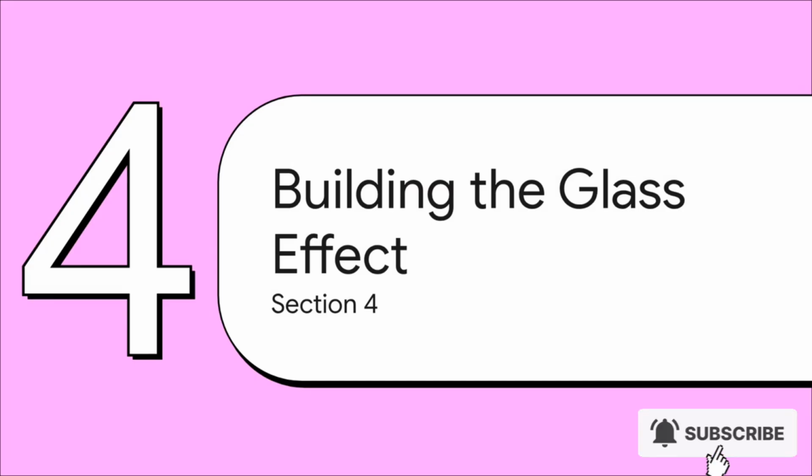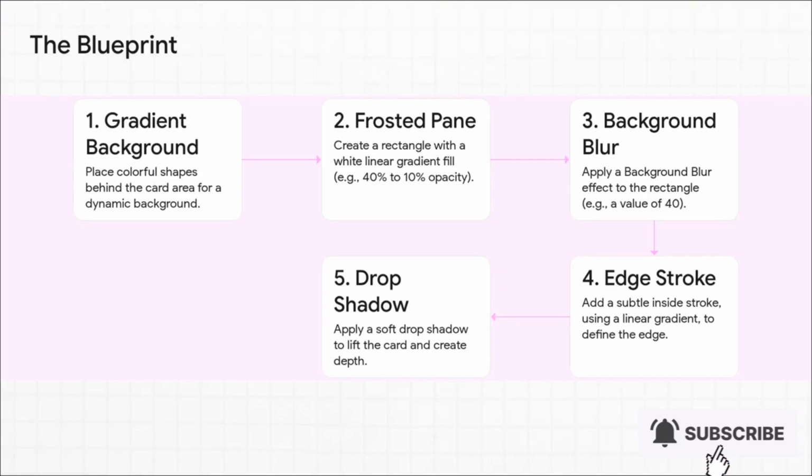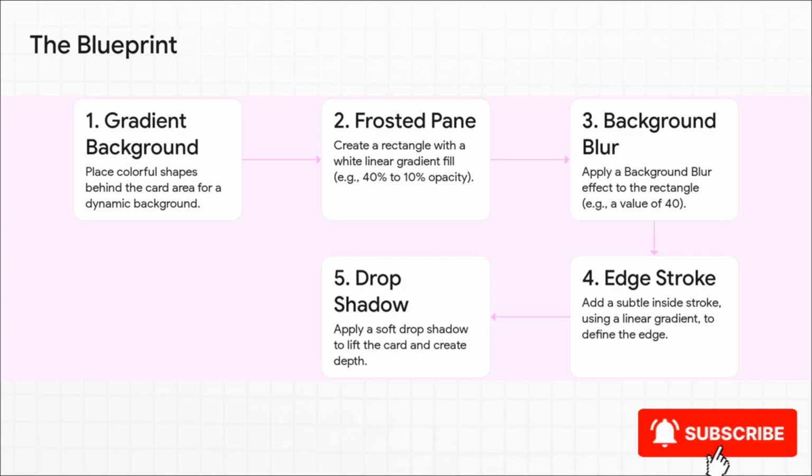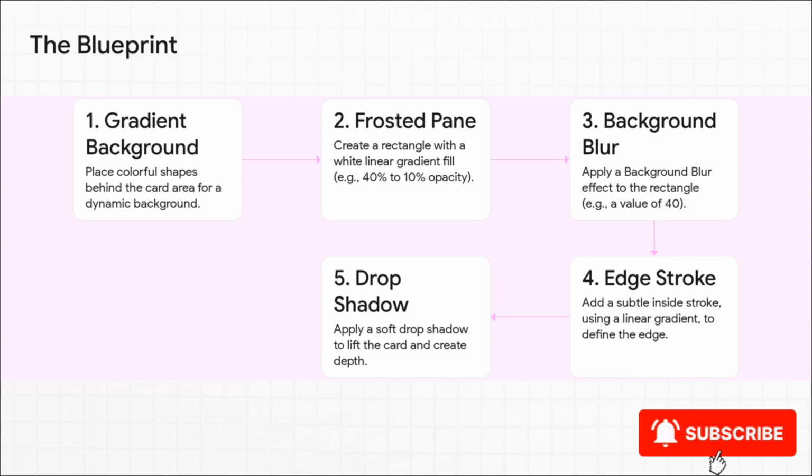All right, we've decoded all the individual pieces. Now it's time for the fun part, putting it all together. Let's walk through the exact blueprint for building our stunning glassmorphism card right from scratch. Here's the 5-step process. Step 1, create a colorful background. The effect looks way better when there are vibrant colors to blur. Step 2, create your main rectangle and give it a white linear gradient fill. We'll set the top to about 40% opacity and the bottom to 10% to get that subtle sheen of light.